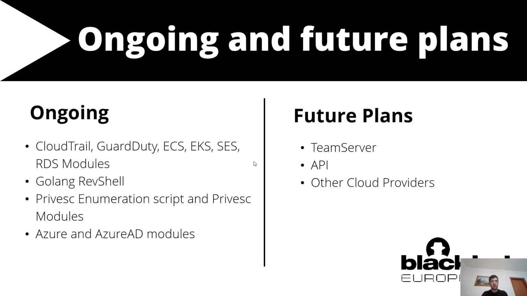A Go reverse shell, which will allow you to cross compile it to different Linux distros and also different operating systems, including Windows, because right now Python doesn't have that functionality. I mean, you can build that, but you need to have another system just to build the reverse shell.